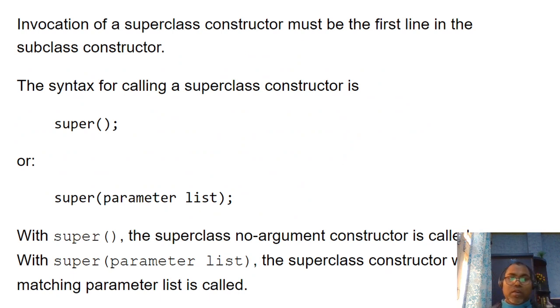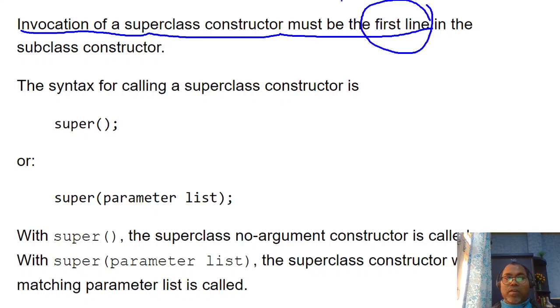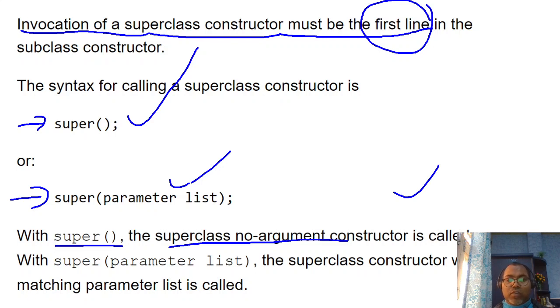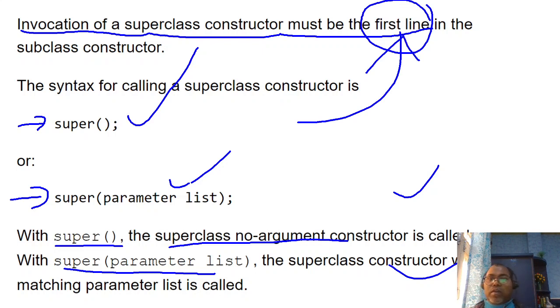Invocation of your superclass constructor must be the first line. To be clear, plain super means you invoke the default constructor. If you want to invoke a specific constructor, you can use super with a parameter list. Super alone means a call to the superclass no-argument constructor; super with arguments invokes the matching argument constructor. The super call in the constructor should always be the first line. You cannot put any documentation, comment, or variable before super. Super is the first line of any constructor if you want to invoke the superclass constructor from the subclass.